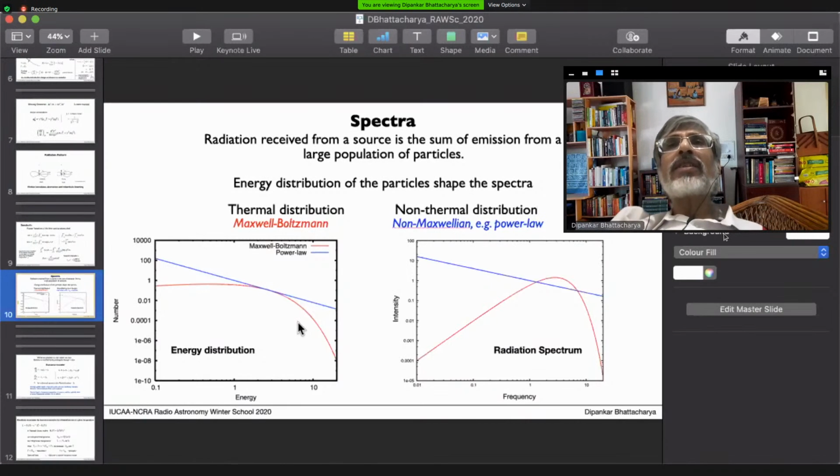But in space, it could be anything. It could be isotropic distribution of particles, or it could be even beamed distribution of particles. It could be confined. It could have large bulk motion. So all of that is possible. So there are diverse characteristics of the spatial distribution of these particles, but energy distribution is given by this power law.